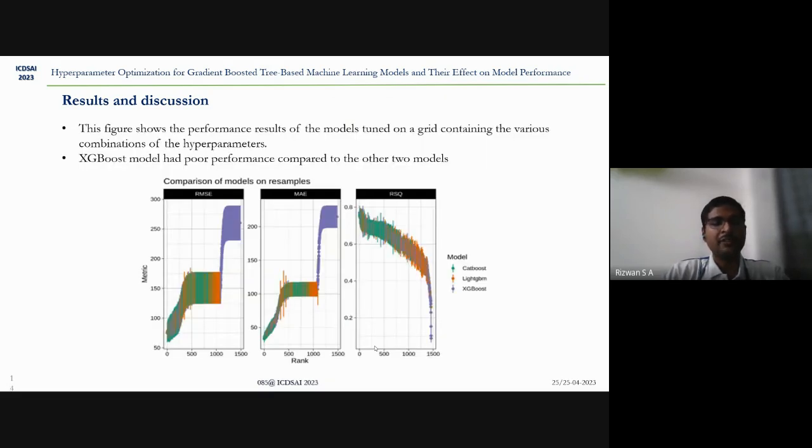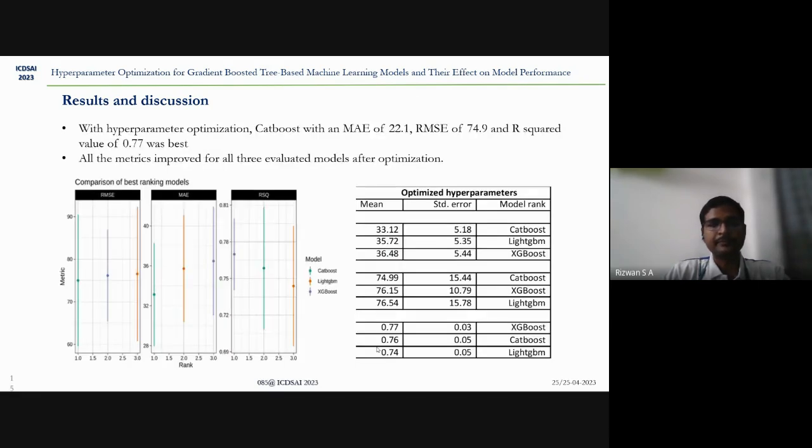In this figure, I have shown the performance of results on a tuning grid containing various combinations of hyperparameters. The reverse happens when we do the hyperparameter optimization. XGBoost model had the poorest performance compared to the other two models. So here for each of the 500 combinations, we have plotted the model performance on three metrics: RMSE, MAE, and R-squared. Here we can see the same.